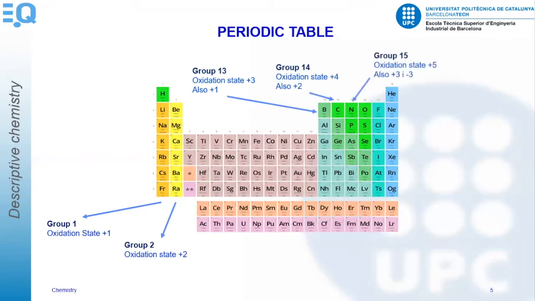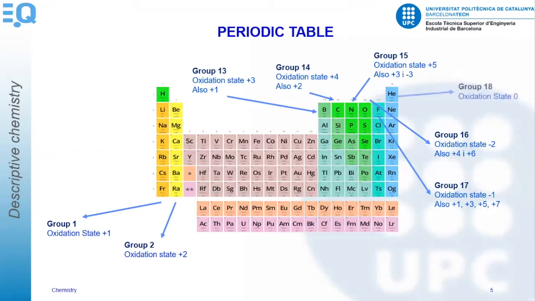In group 15, it can be +5 and also -3 and +3. Now for group 16, it can be -2, +4, and +6. For group 17, the oxidation state can be -1, +1, +3, +5, +7. But the most important thing is to remember that for group 18, which are noble gases, the oxidation state is 0.